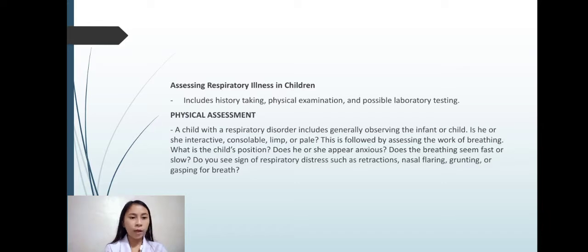This is followed by assessing the work of breathing. What is the child's position? Does he or she appear anxious? Does the breathing seem fast or slow? Do you see signs of respiratory distress such as retractions, nasal flaring and grunting, or gasping for breath?